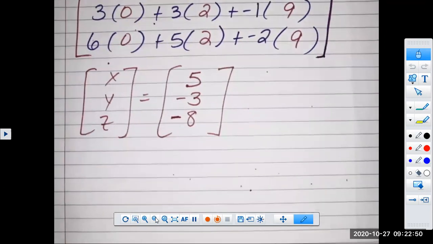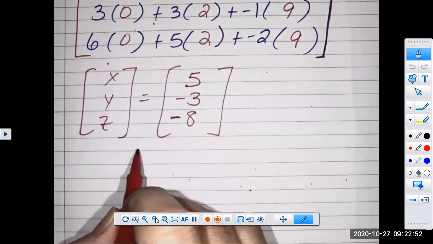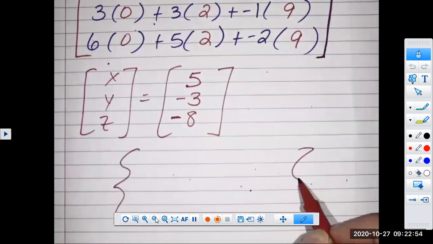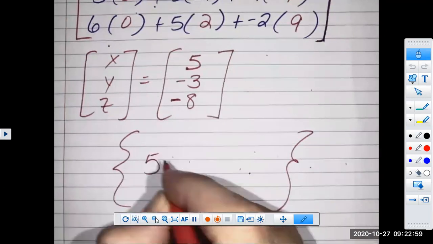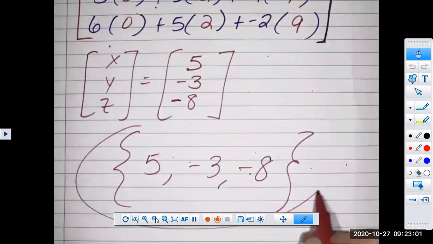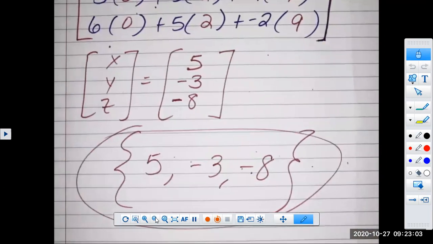They ask you to write your solution. They give you a space, write your solution as an ordered triple. So of course, just list it in order: 5, negative 3, negative 8. I think MATLAB asks you to do that sometimes too.